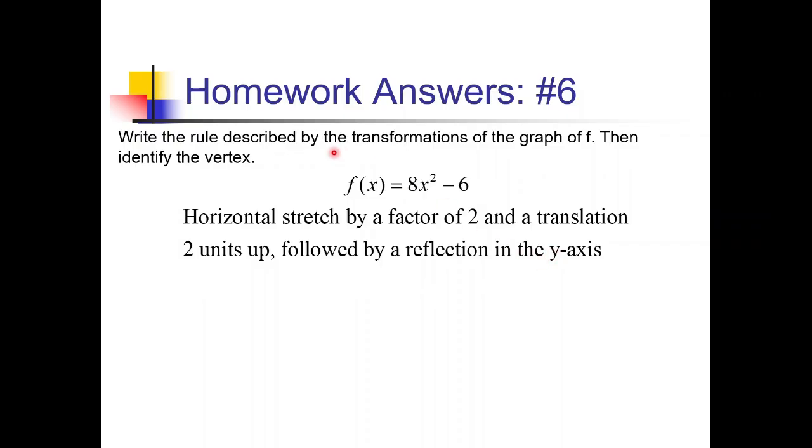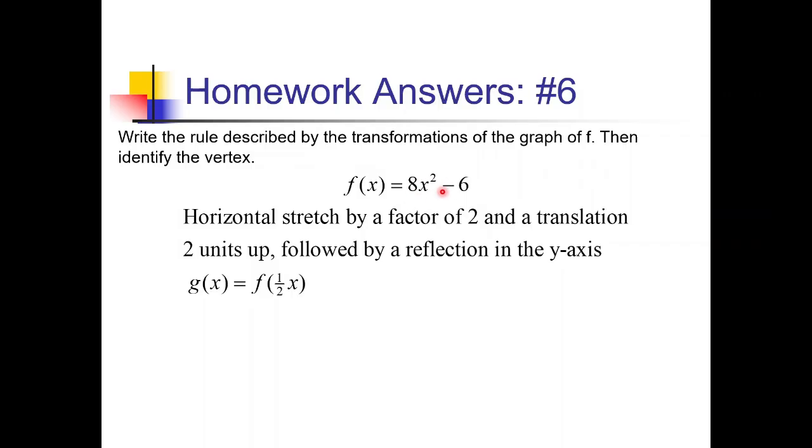For this last problem, we have 8x squared minus 6 and a whole bunch of stuff going on with that. We have a horizontal stretch by a factor of 2, a translation, then a reflection. So let's do the horizontal stretch first. I'll call this the g function. To stretch by a factor of 2, I need to multiply the inside x here by 1/2. It's opposite of what you'd expect because it's an inside horizontal change. So g of x is going to be f of 1/2 x.